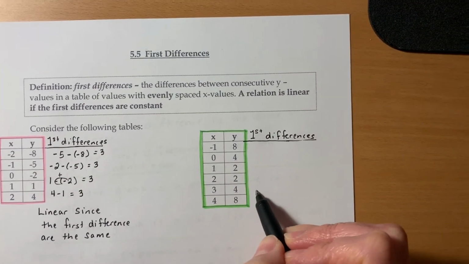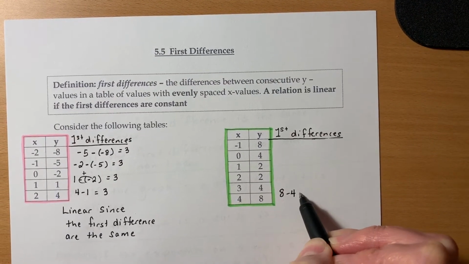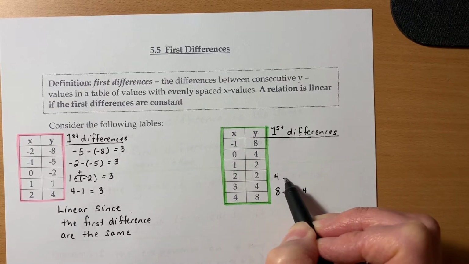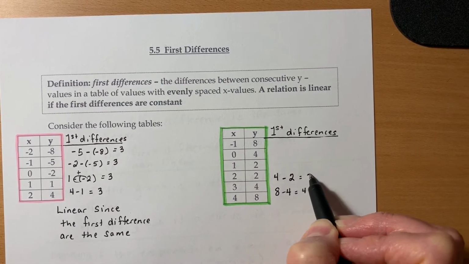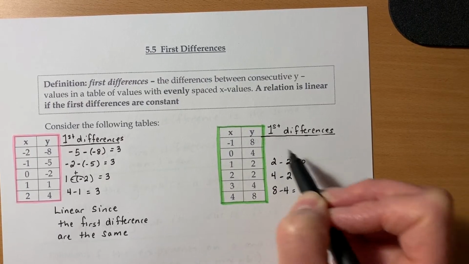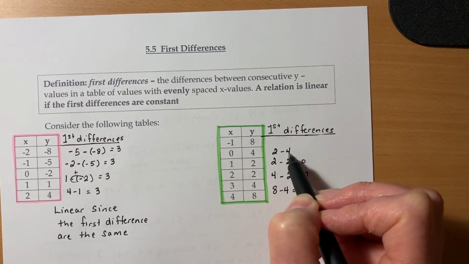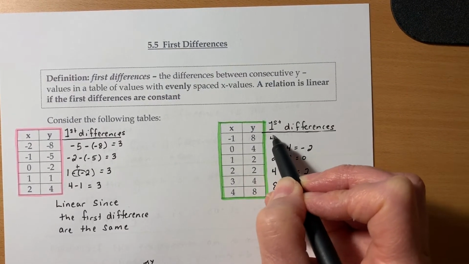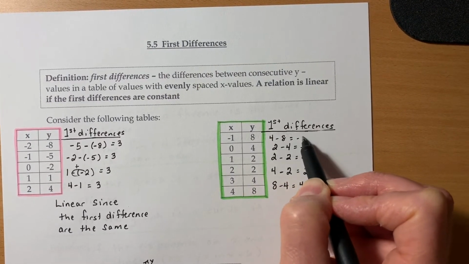So now I take the difference between my y's again. 8 take away 4, 4. 4 take away 2, 2. 2 take away 2, 0. 2 take away 4, negative 2, and then 4 take away 8 is negative 4.